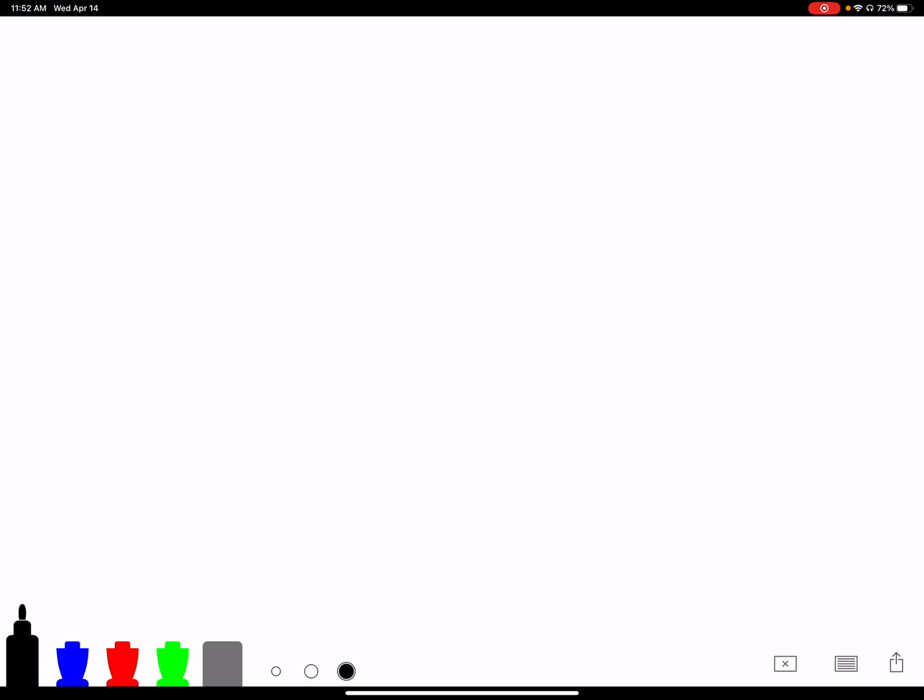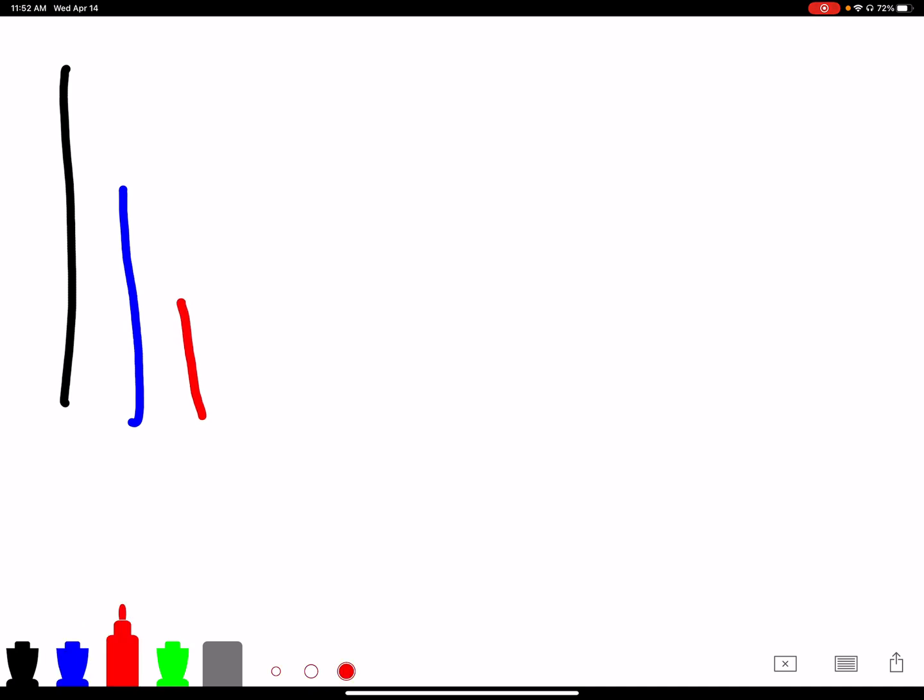So for this example, the black shoelace is going to be longer than the blue. So I'm going to draw black and then blue. And then the green, or sorry, the red is shorter than the blue. So the red is going to be shorter than the blue. And then the green is going to be longer than the black. Okay, so that means green is going to be longer than the black.